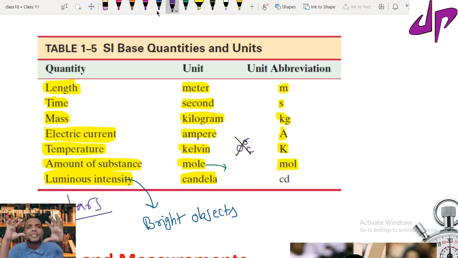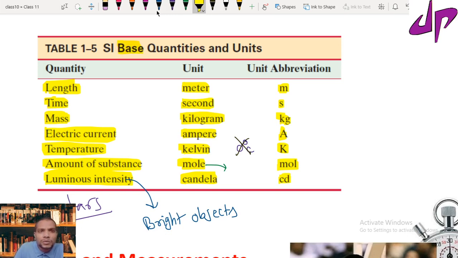It means to measure the intensity of light. So that is also one of the fundamental units. To measure the intensity of light, how much amount of light is coming, we will measure in terms of unit candela. We represent it with the abbreviation cd. So these 7 we define as basic units.